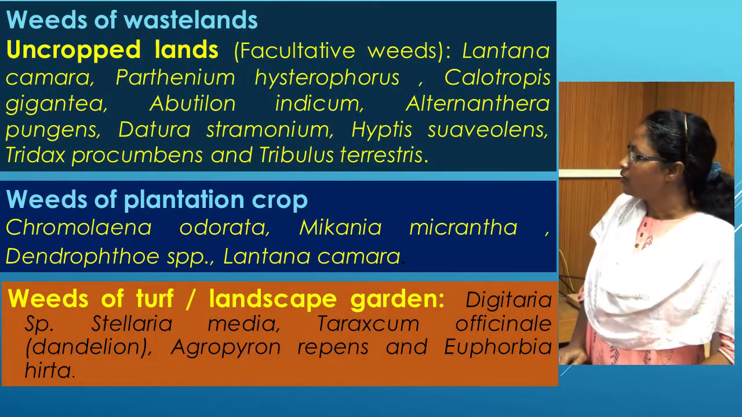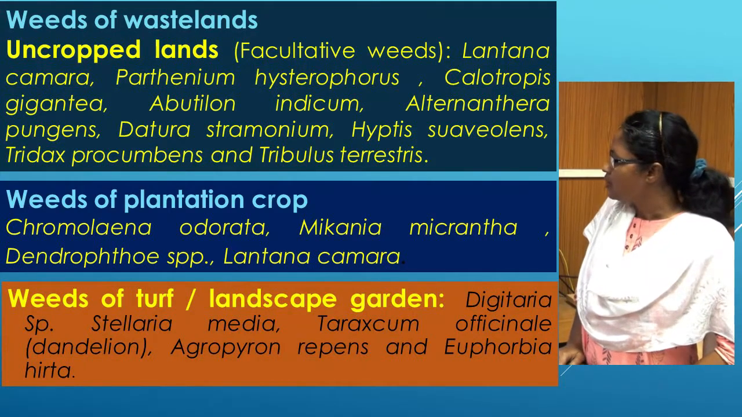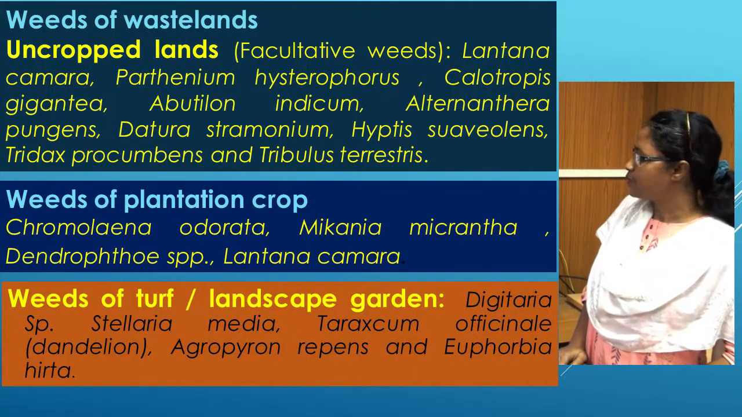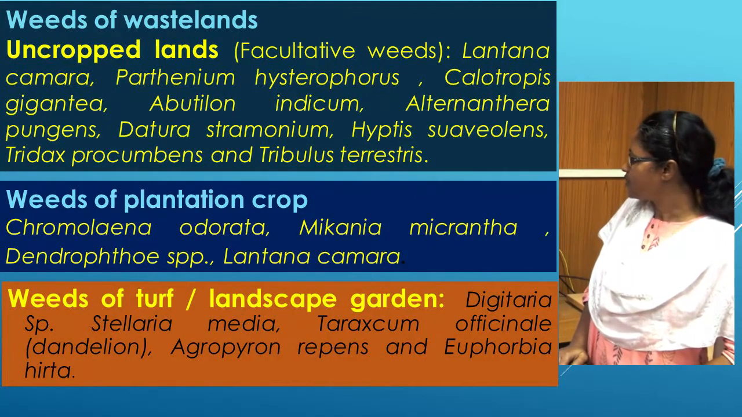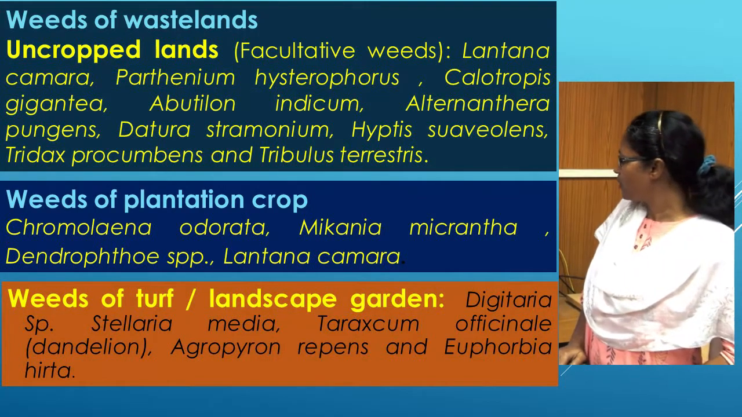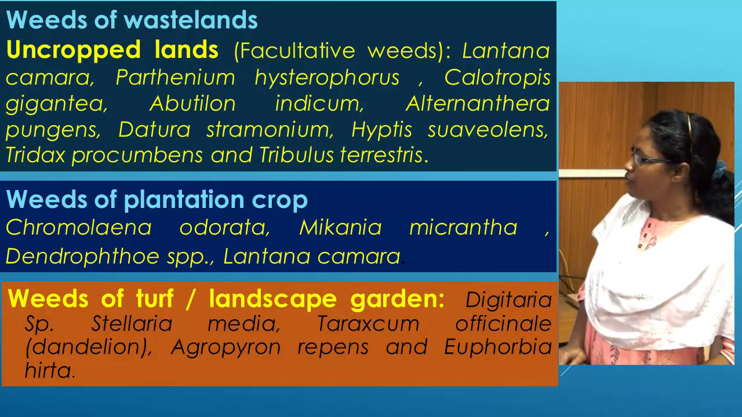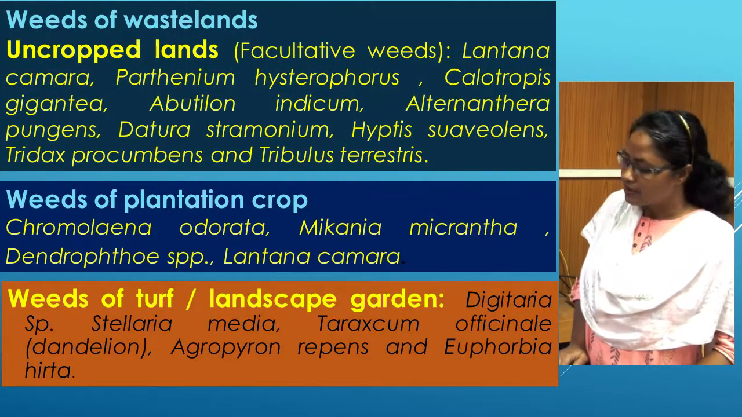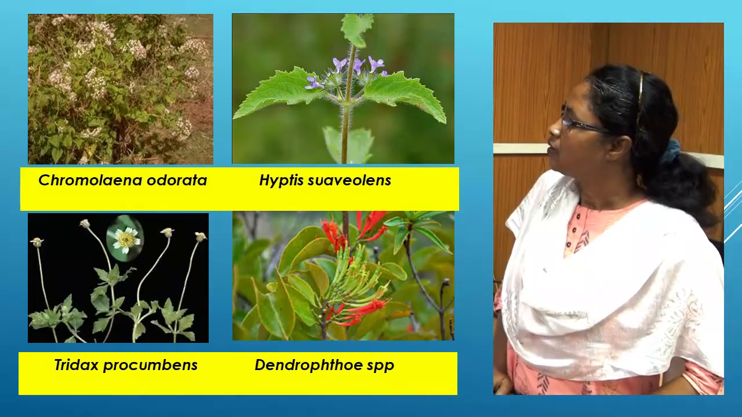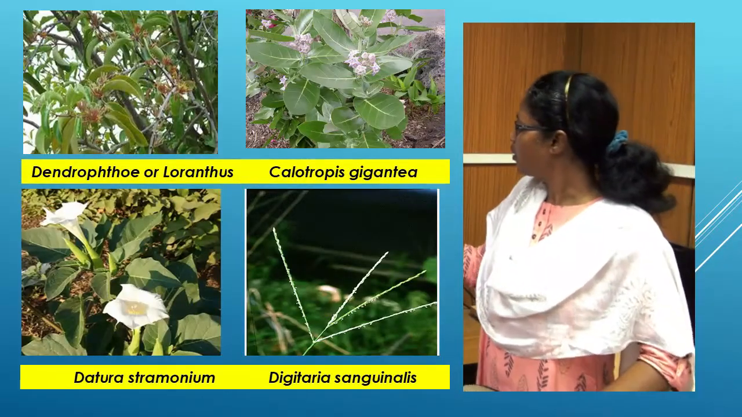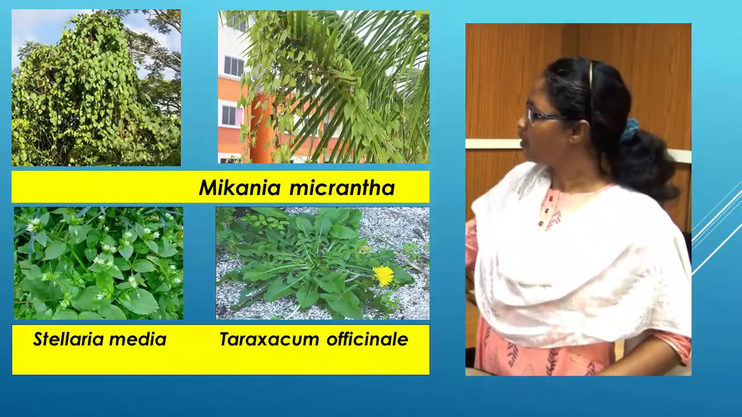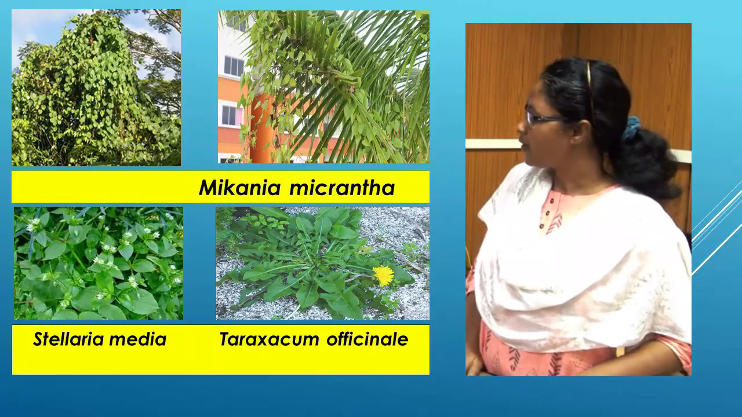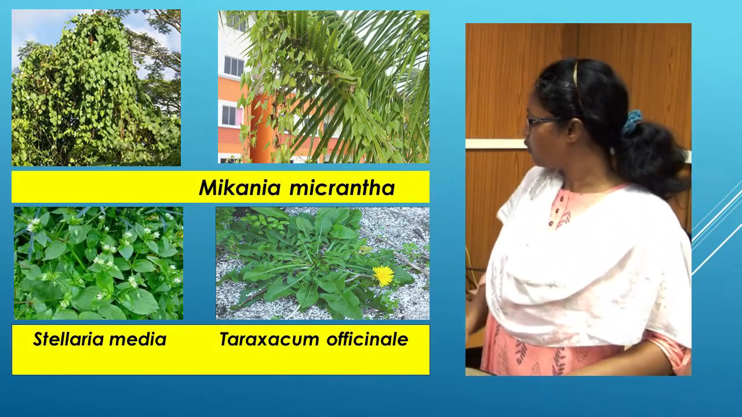And weeds of turf or landscape garden. The example is Digitaria species, Stellaria media, Taraxacum officinale, which is also called as dandelion, Agropyron repens, and Euphorbia hirta. These are the pictures of those weeds. Calotropis, Datura, Digitaria, Mikania micrantha, Stellaria media, Taraxacum officinale.